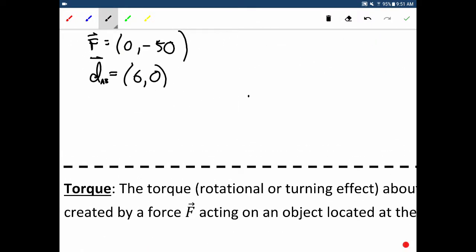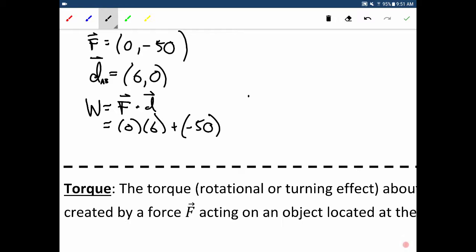So when we go to find the work here, work is just equal to the force dot product with the displacement. It's going to be 0 times 6, because we multiply those X components, plus negative 50 times 0.